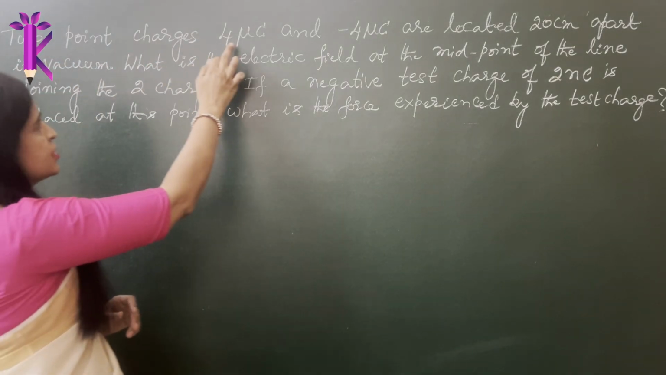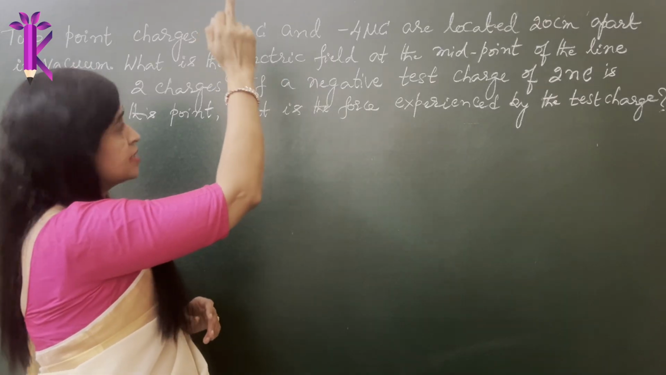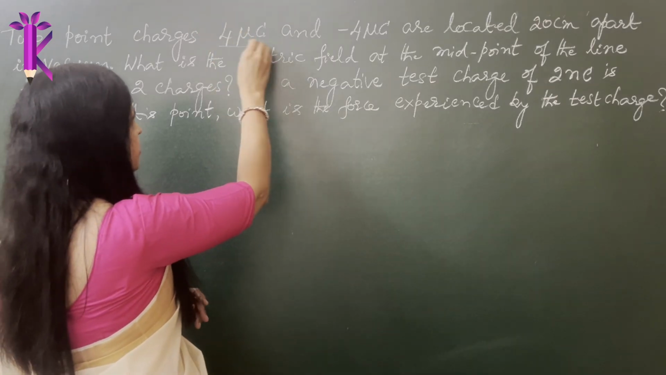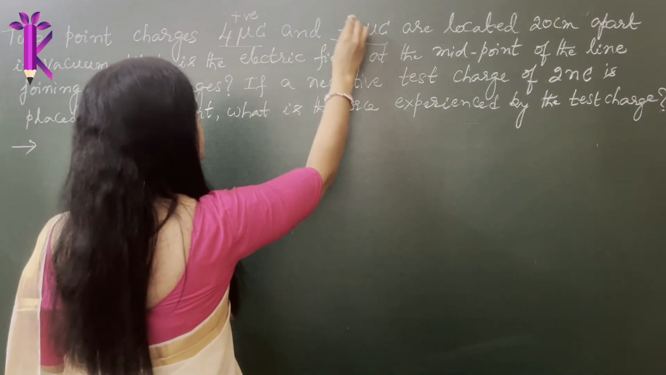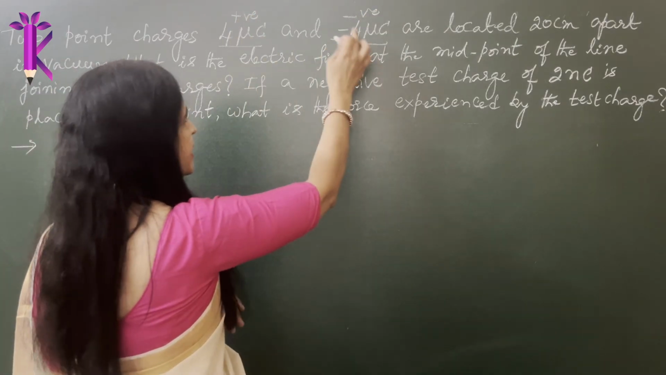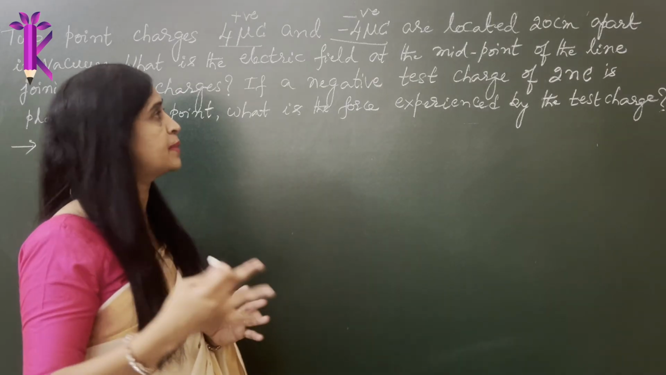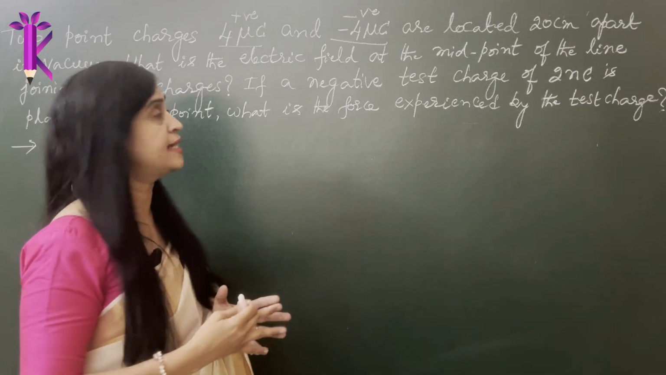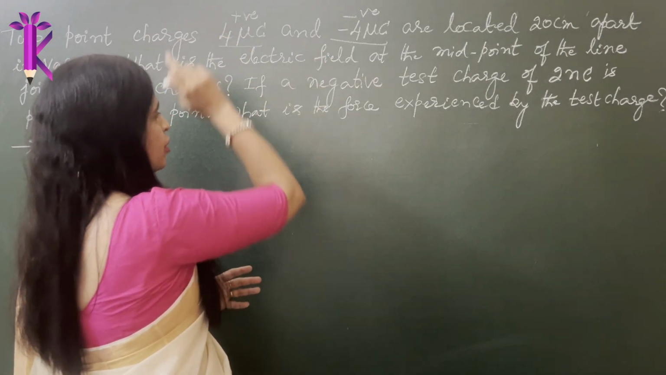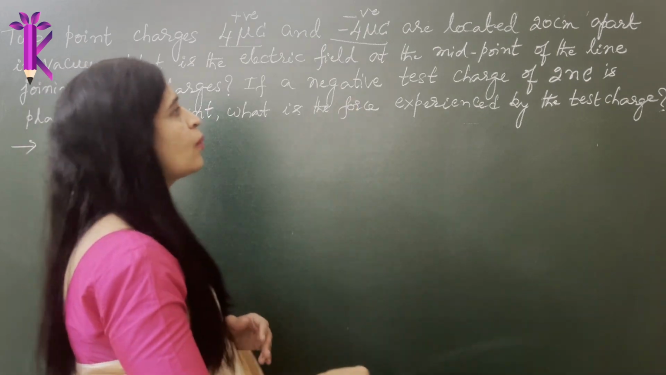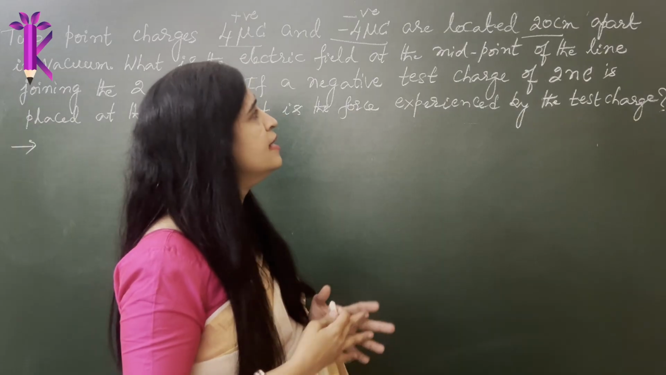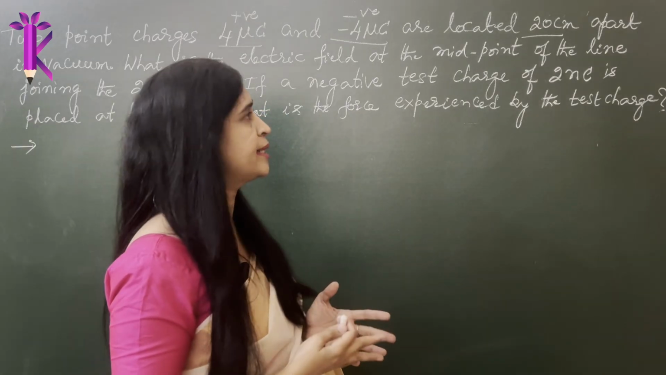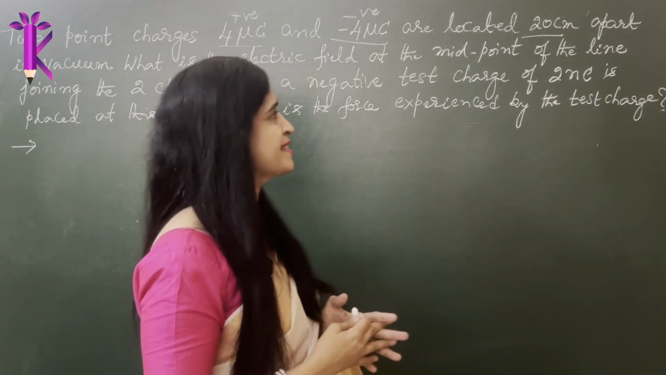2 point charges, 4 microcoulomb. So earlier case, it was 5 microcoulomb. Here they have made it positive. So you can notice this is a positive charge and minus 4 microcoulomb. So in place of minus 5 microcoulomb as the previous numerical, it is now minus 4 microcoulomb. A negative and a positive charge are located 20 centimeter apart. So it was 0.2 meter earlier. 0.2 meter is nothing but 20 centimeters. So it's the same distance apart.